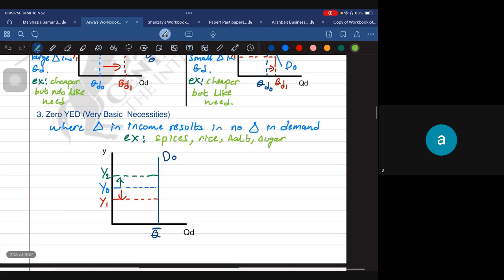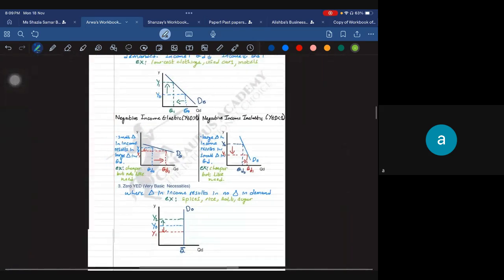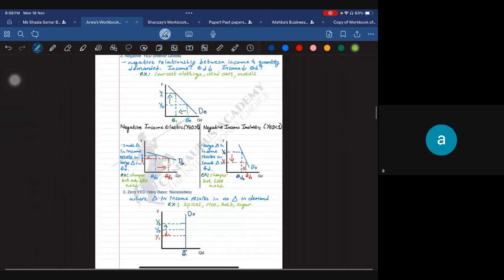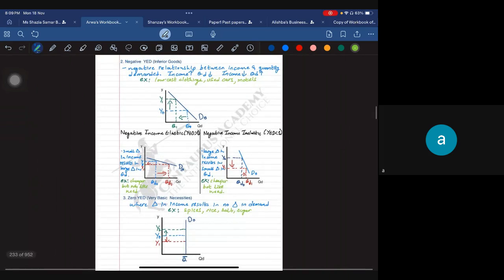So I want you to just note down this part. So we are done here with the income elasticity of demand completely. All right, sir.